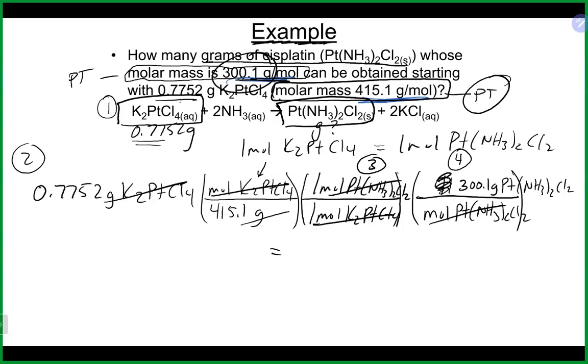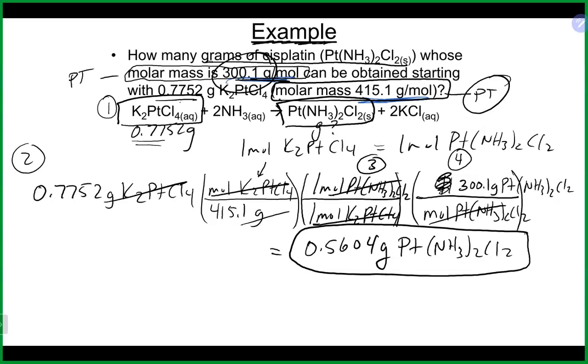The moles will cancel. Now we're in grams of what we're looking for. And if we do the multiplying on the top there, that's going to be 0.7752 times basically 300.1, hit equals, and divided by really the only number on the bottom there, 415.1. Going to get us 0.5604 grams of our product here. So as you can see in this example, once again, I didn't get answers after each step. You could put it all together and just do it in one continuous calculation.